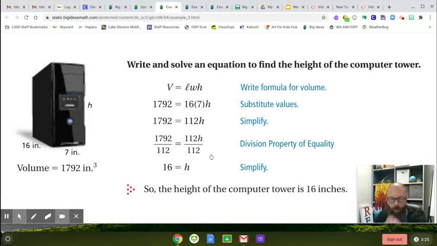So I know that's something that we did earlier in the year, but we'll have to refresh our memory on that one. So we're just going to plug them in first and then solve the equation.